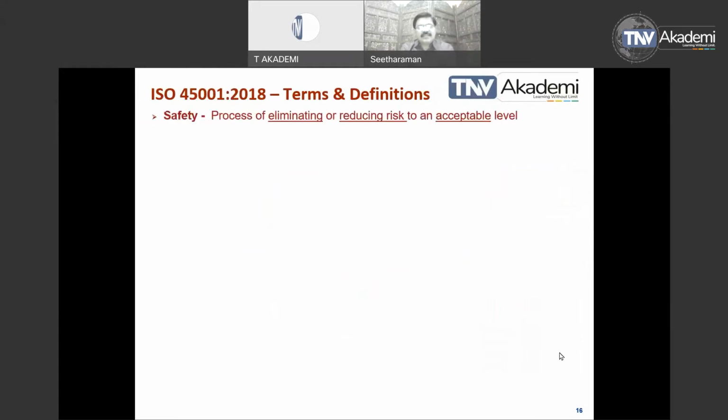First of all, a basic understanding of safety. People may say you have to be safe, but what is safety? The definition is very clear in ISO. It is the process of eliminating or reducing risk to an acceptable level. So it doesn't say we have to make it zero risk, because that is just impossible. So we have to eliminate or reduce risk to an acceptable level.